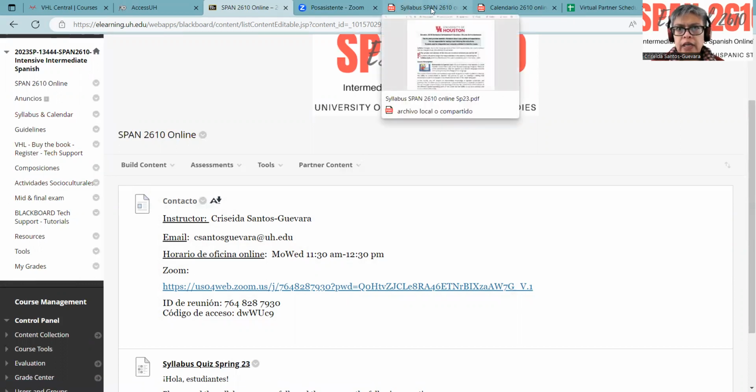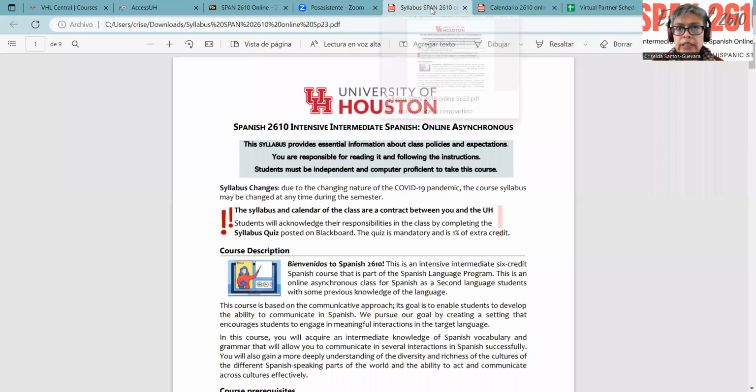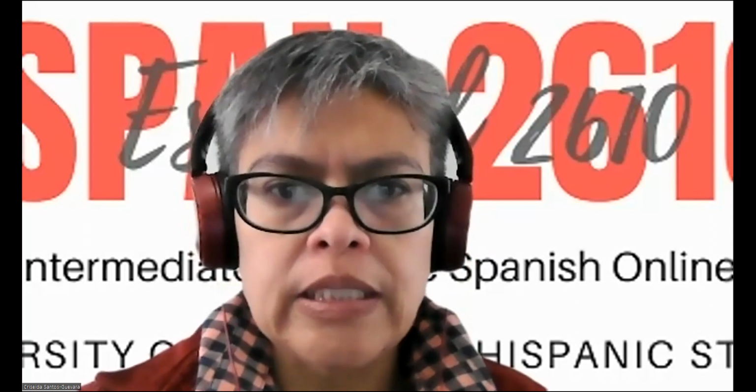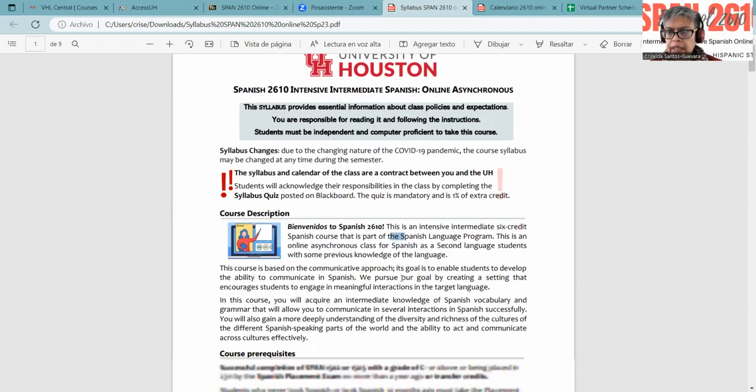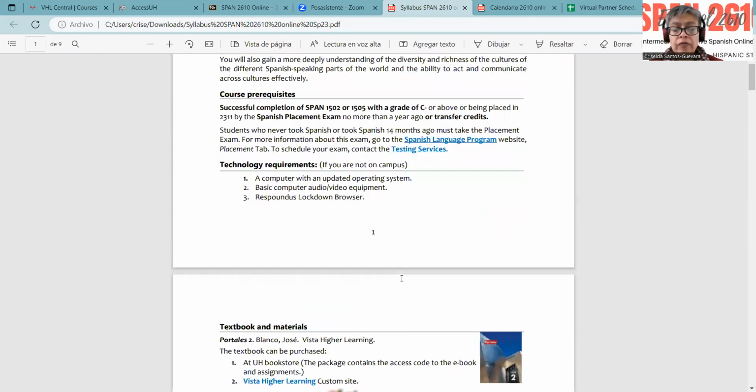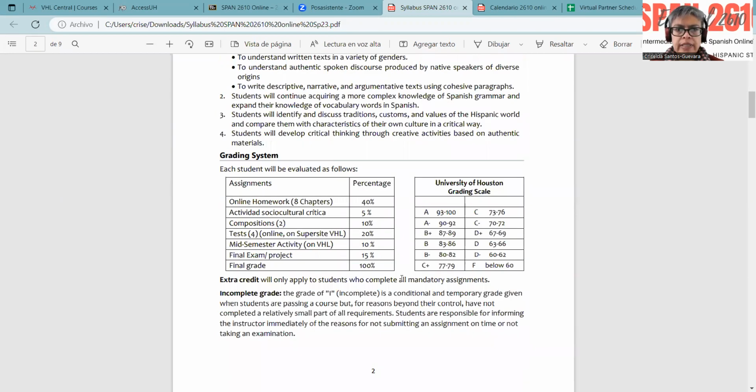So the second thing you should do this week is read the syllabus. Okay. In the syllabus, you will find important information, such as the percentage of the grade that each component of the class has. Here, the grading system. This is very important because you can balance your efforts, maybe.